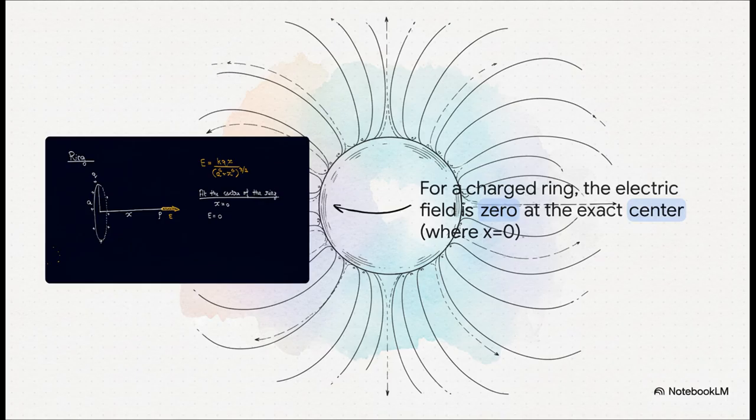But here's the cool part. Look what happens right at the very center of the ring, where X is 0. The whole formula goes to 0. Right in the middle, the electric field vanishes. Why? Because you're being pulled equally in every direction at once, and it all just cancels out.